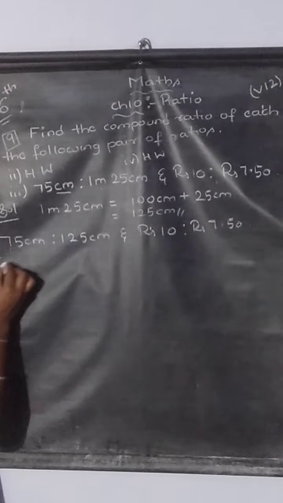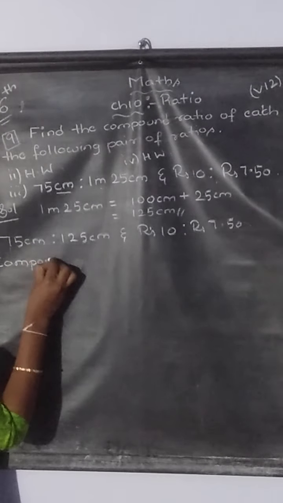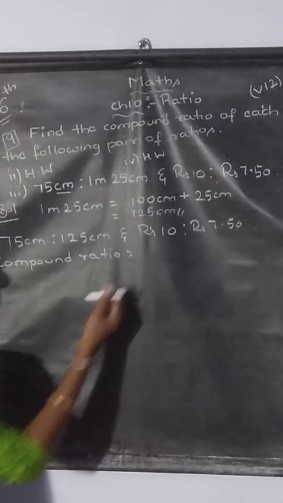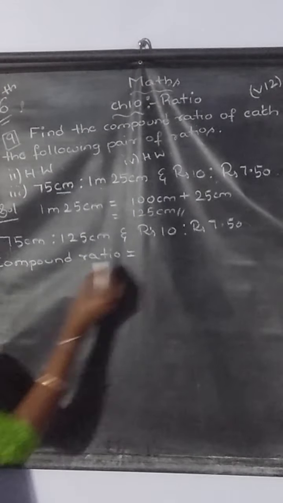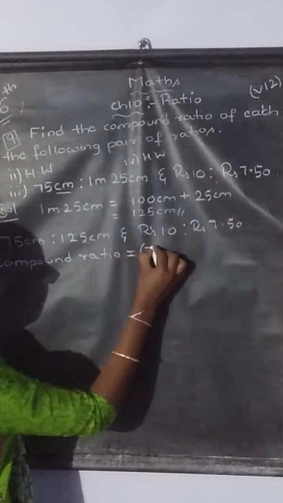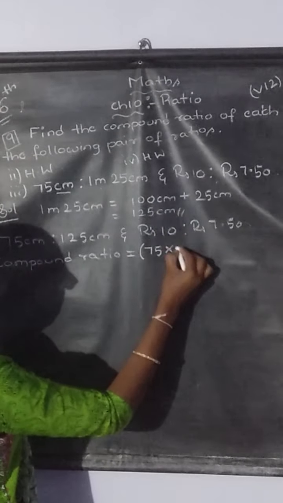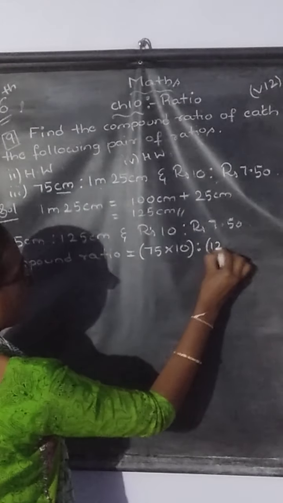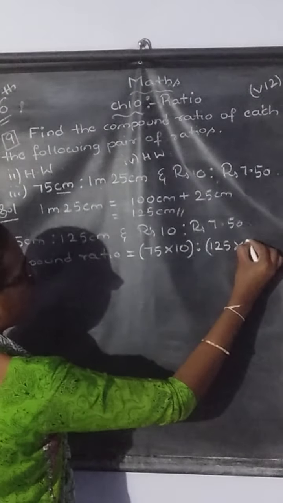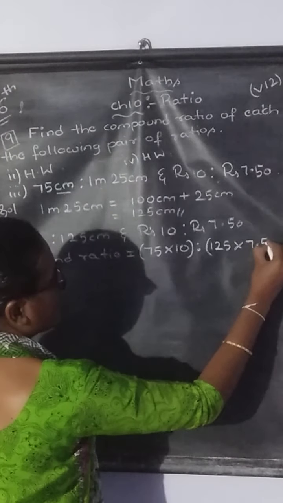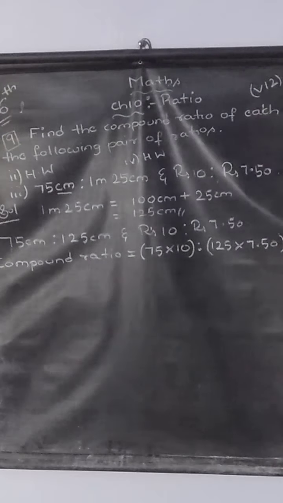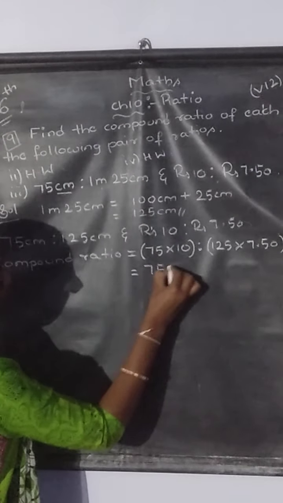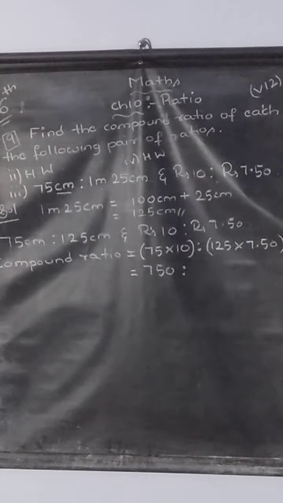Okay. Now let us find the compound ratio. So compound ratio is actually equal to, okay, what is the antecedent of compound ratio, children? It is the product of both the antecedents. Here what is the antecedent? It is 75. Into, here what is the antecedent? 10. Is to, here what is the consequent? 125. Into, in this ratio the consequent is 7.50. Okay, children? Now let us do the multiplication. Okay, 75 into 10 is 750. Is to 125 into 7.50.